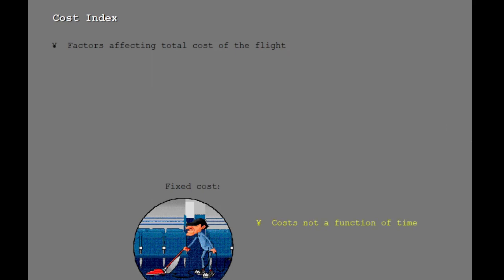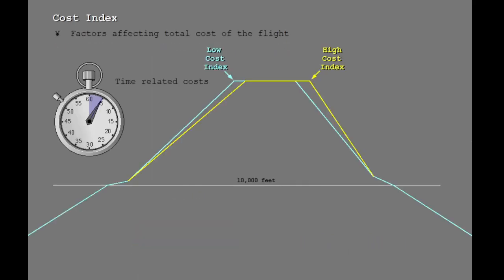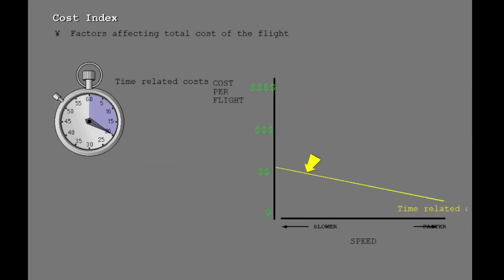Fixed costs are any costs which do not vary with flight time or fuel burn, and therefore are not included in the calculation of cost index. Time-related costs are any cost which will be reduced by reducing the flight time. This reduction in flight time is accomplished by flying faster climb, cruise, and descent speeds. Simply put, the faster you fly, the lower the time-related costs.